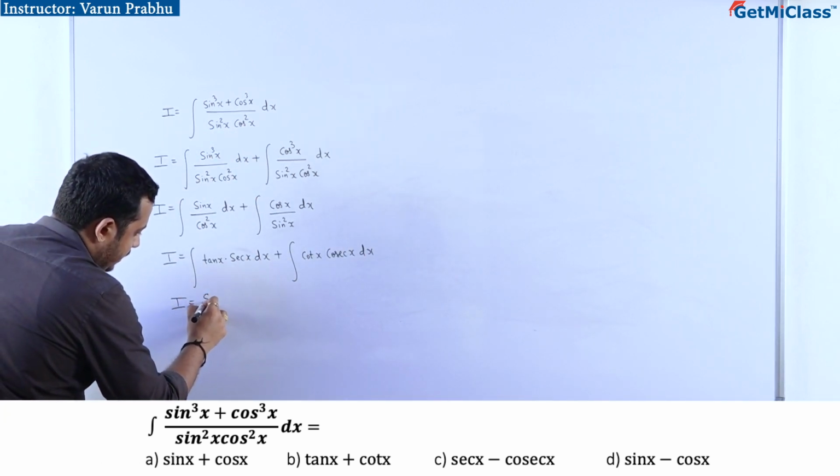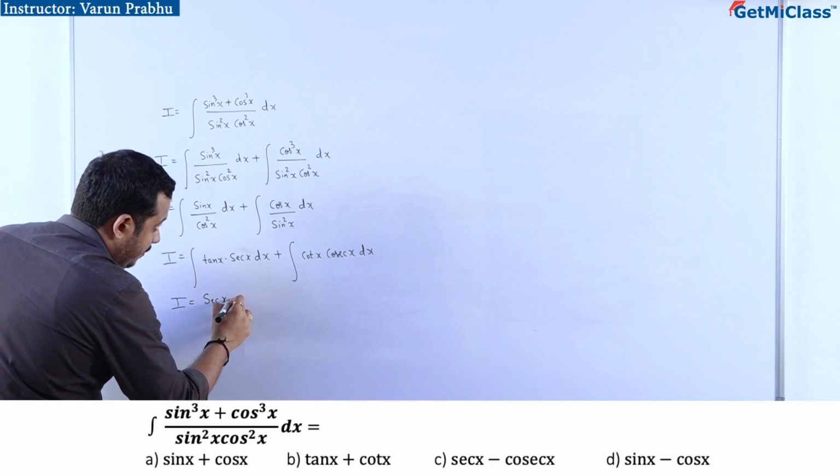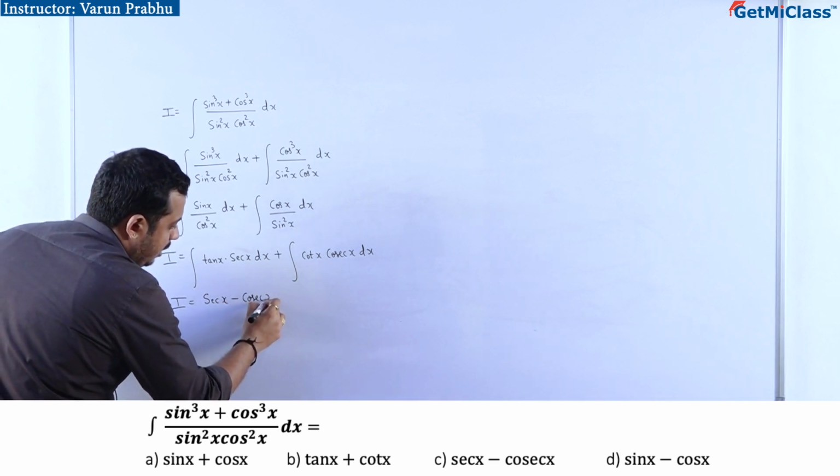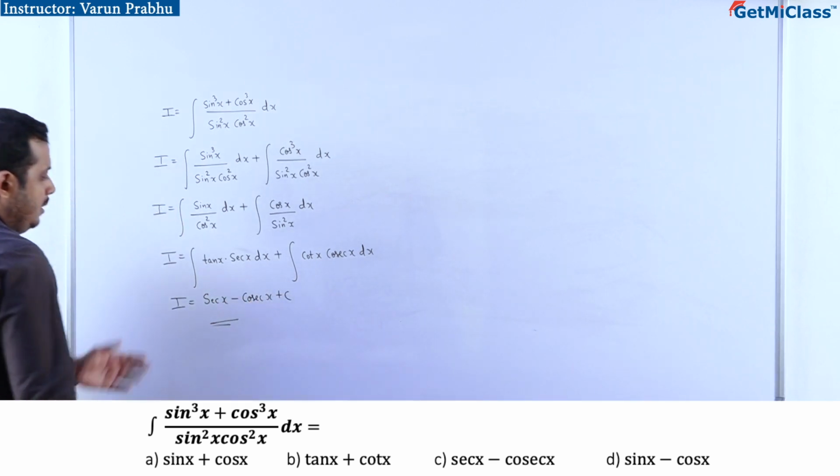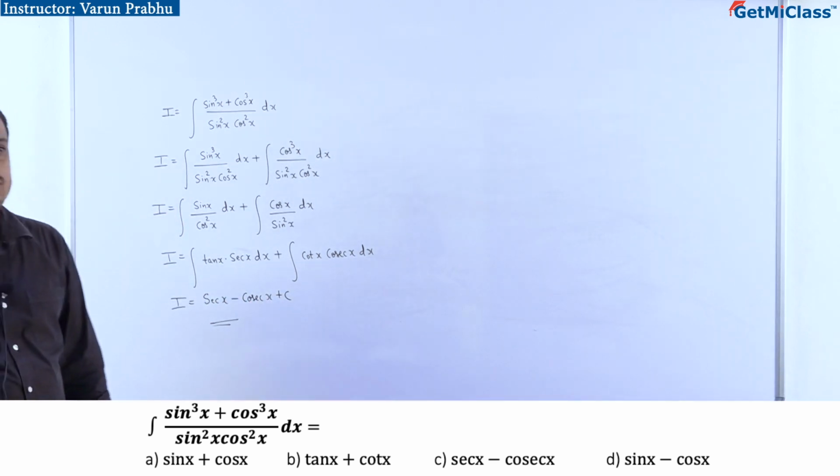So what is the integration that we get? Secant x into tan x integrates to secant x. Cosecant x into cot x integrates to minus cosecant x. Plus c will be the required answer to the given question.